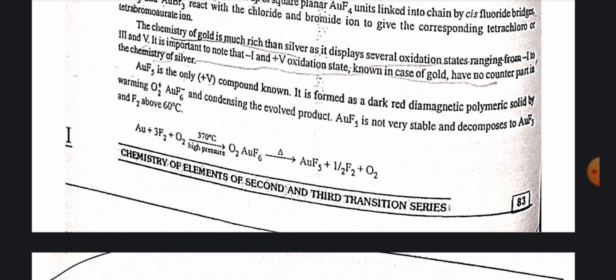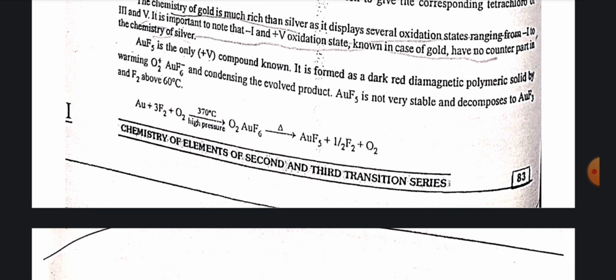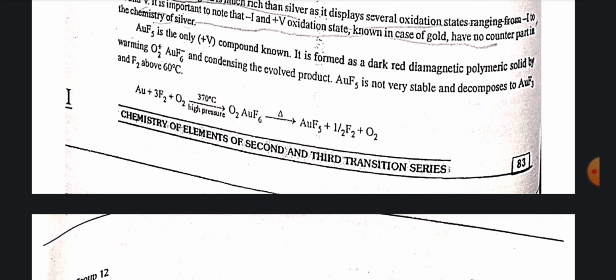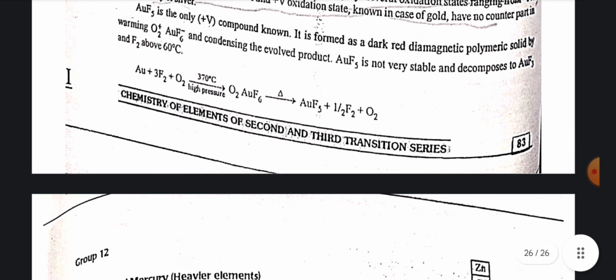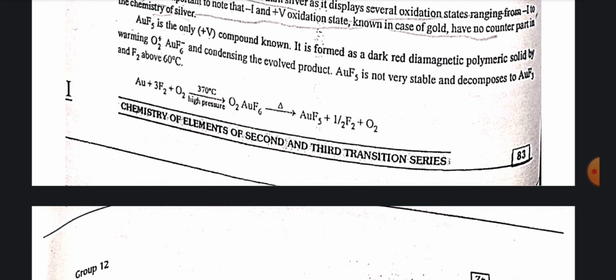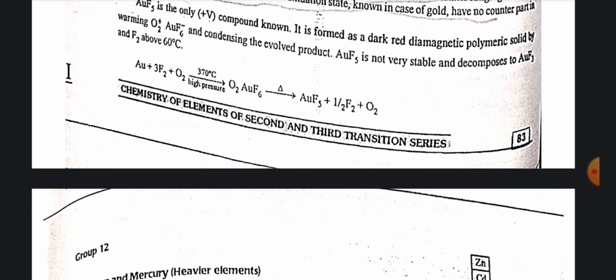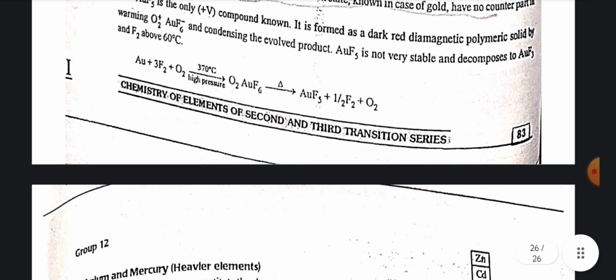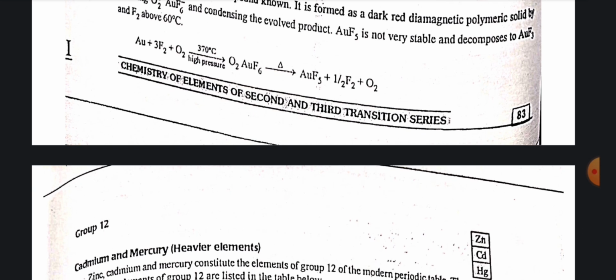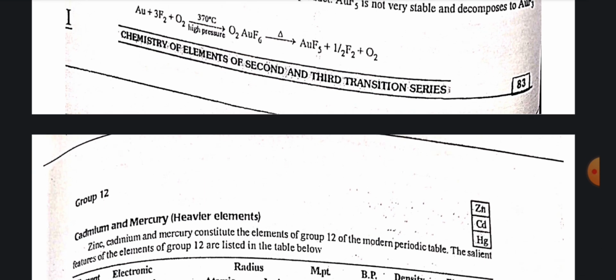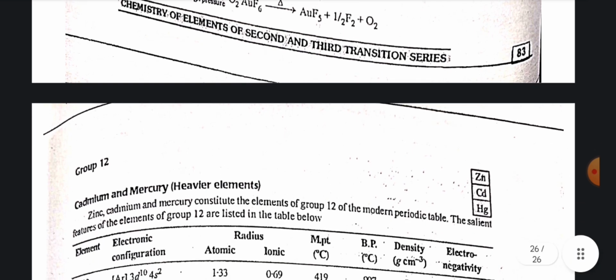The chemistry of gold is much richer than silver as it displays several oxidation states ranging from -1 to +3 and +5. It is important to note that the -1 and +5 oxidation states known in the case of gold have no counterpart in the chemistry of silver. AuF5 is the only +5 compound known. It is formed as a dark red diamagnetic polymeric solid by warming O2+ AuF6-, and considering the ivory product. AuF5 is not very stable and decomposes to AuF3 and F2 above 60 degrees Celsius.